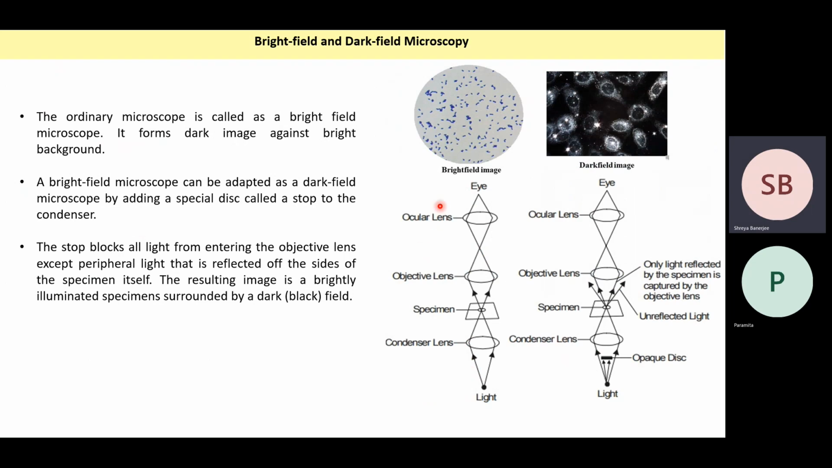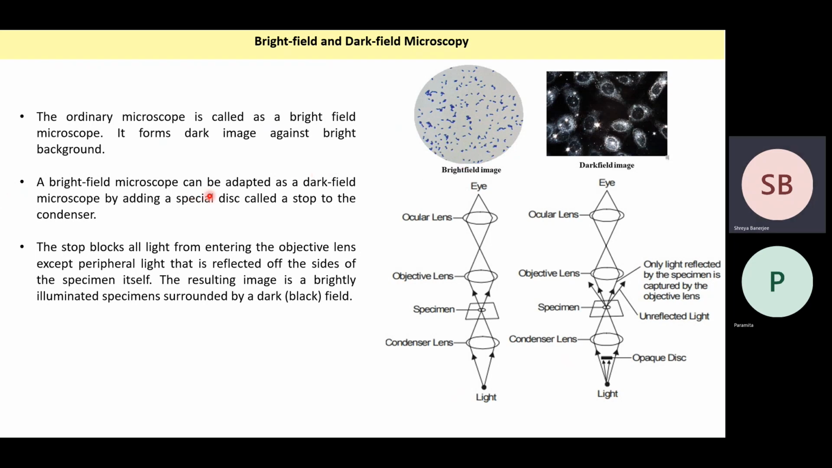Now, microscopy is of two types, bright field and dark field microscopy. The ordinary microscope is called a bright field microscope. It forms a dark image against a bright background. So this is an image formed by a bright field microscope. The background is bright and dark spots are formed wherever there are cells or atoms or whatever you're observing.